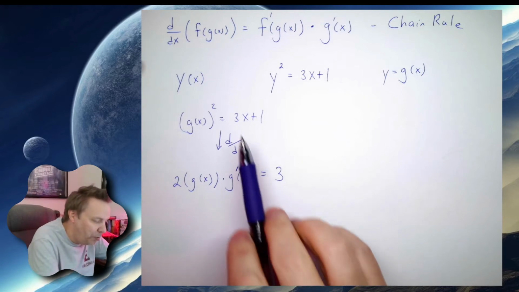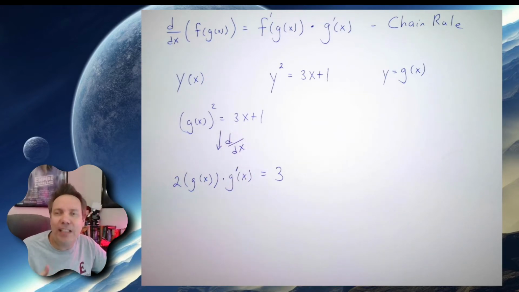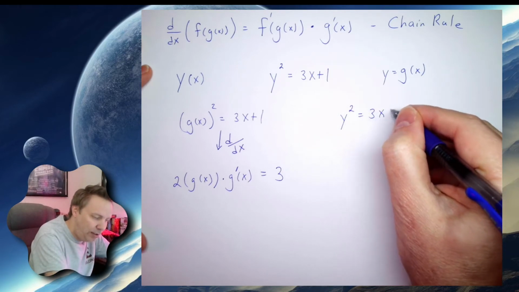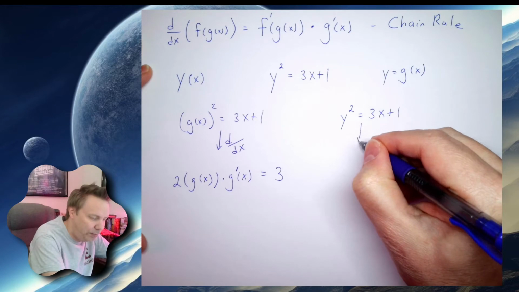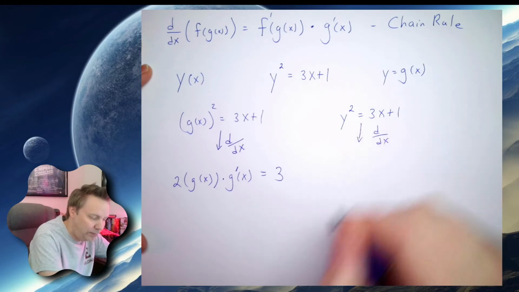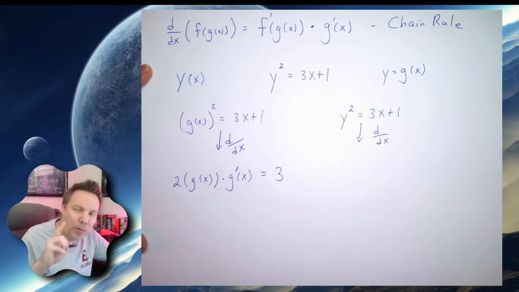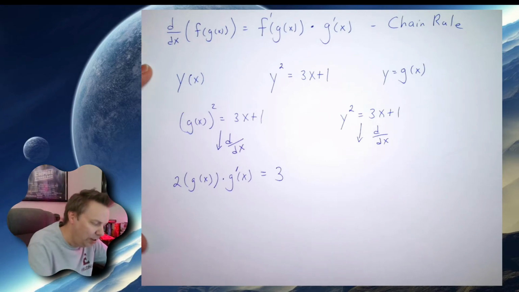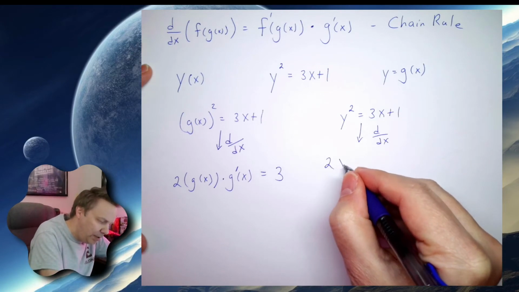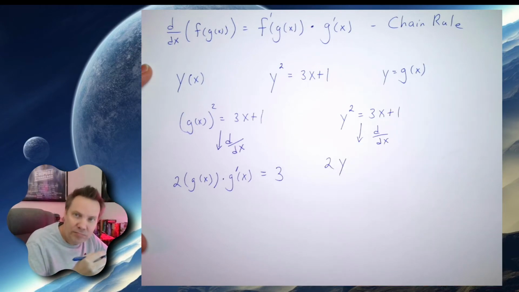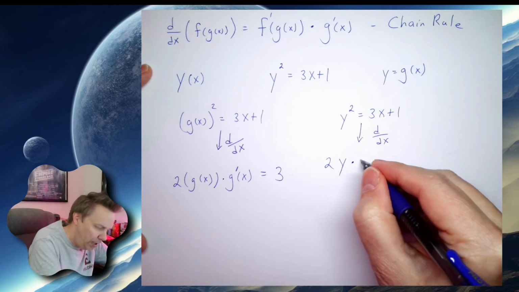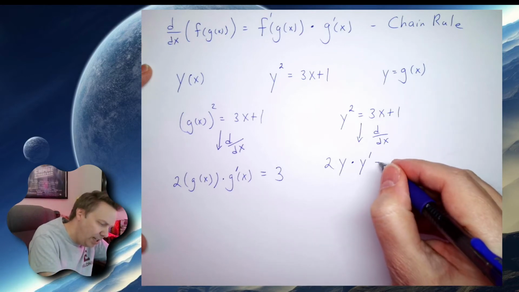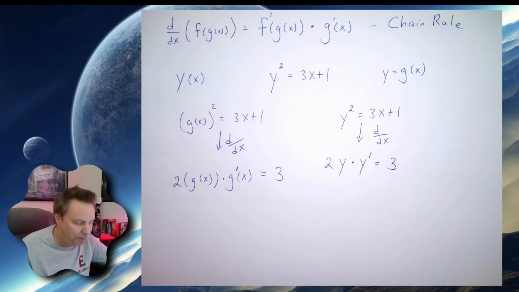But if I wanted to rewrite this without this g of x in there, this is the way I would go about taking the derivative. The derivative of y squared, well, I want to think of y as the inside function and the squaring is the outside function. So I'm going to take the derivative of the outside, I'm going to leave the inside alone to the first power, and then multiply by the derivative of the inside. And the right-hand side is still 3.